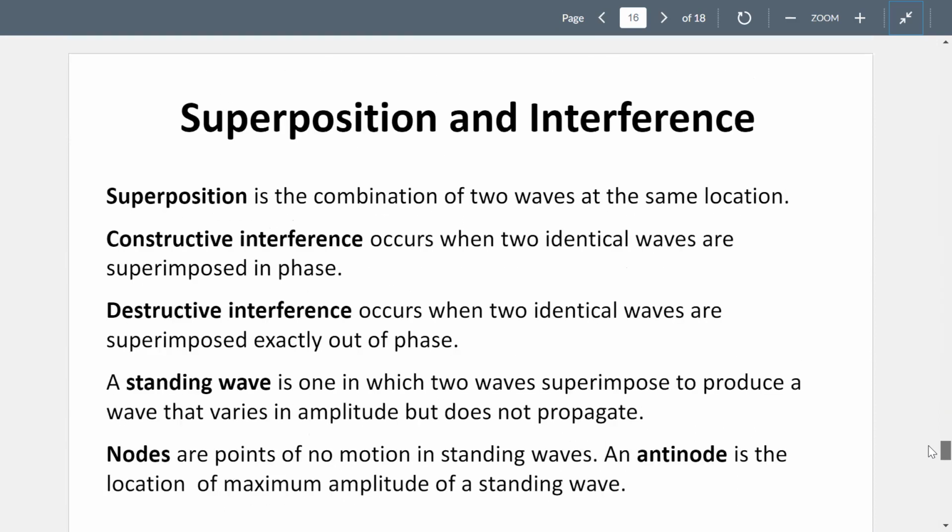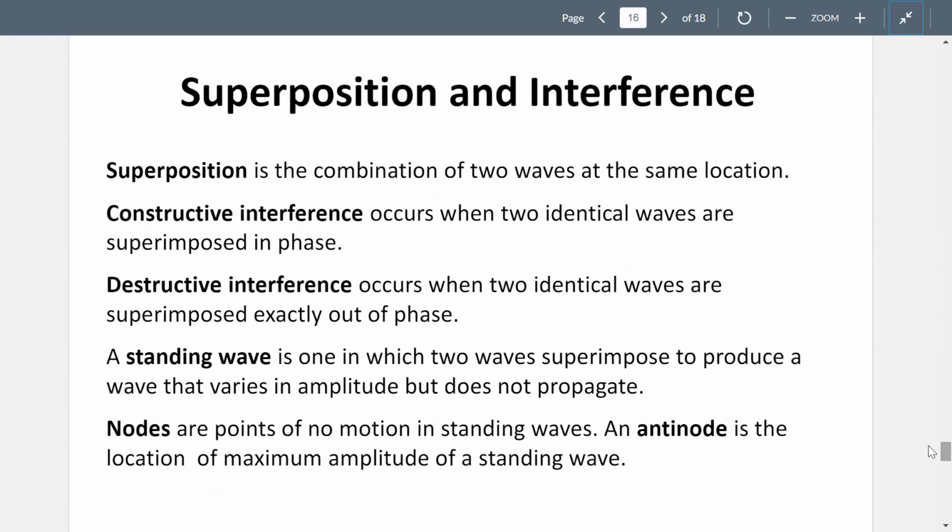We won't get too deep into superposition and interference. Both of those terms, superposition and interference, mean we're adding or combining waves. We can add or combine waves so that we get a larger wave, which is called constructive interference, or we can combine waves so that we get a smaller wave or cancel out a wave completely, and that's called destructive interference.